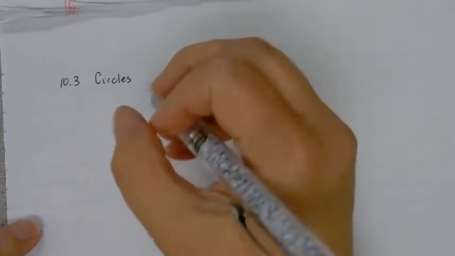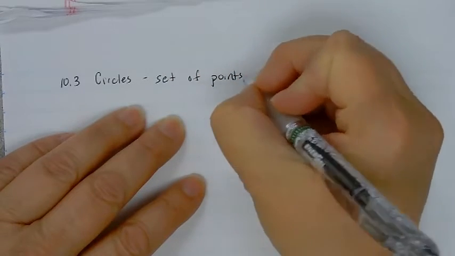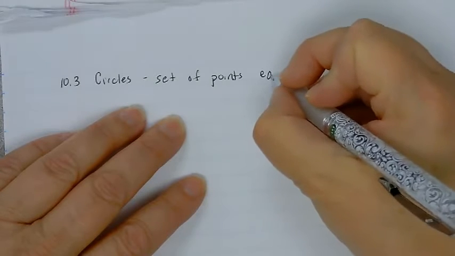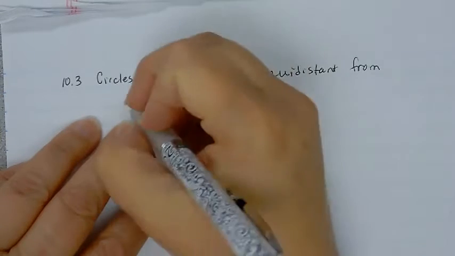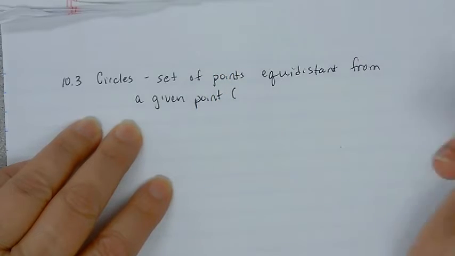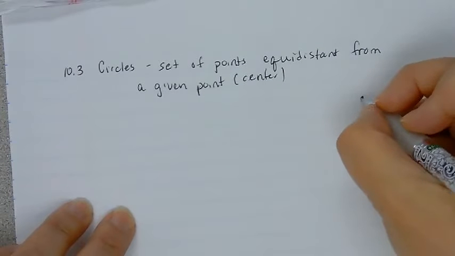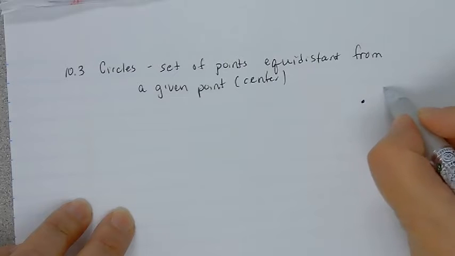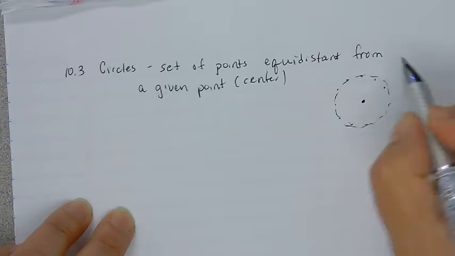Okay, the next conic section that we're going to talk about are circles. And you know from geometry that a circle is a set of points equidistant from a given point. And that point that they're equidistant from, we're going to call the center. So here's what happens. If I have a point and I go the same distance all the way around and put a point, that set of points is going to make up what we call a circle.